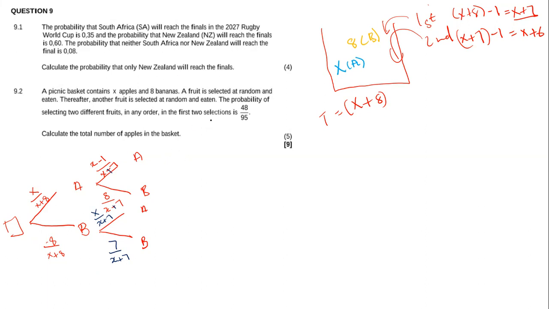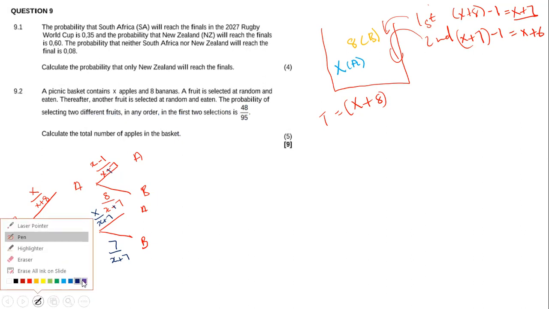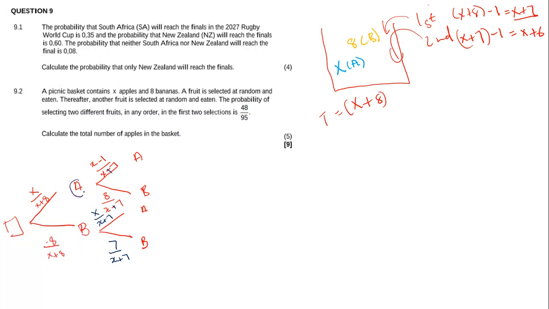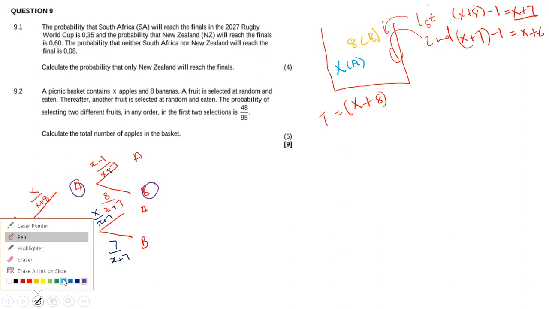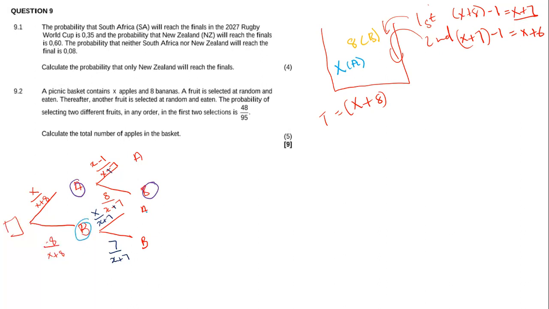So now they say to us, the probability of selecting 2 different fruits in any order in the first 2 selections is 48/95. So this is where we are interested. We really do not care about everything. We are interested over here and here. We are also interested over here. Let me show you. Interested over here and there, because these are different fruits.